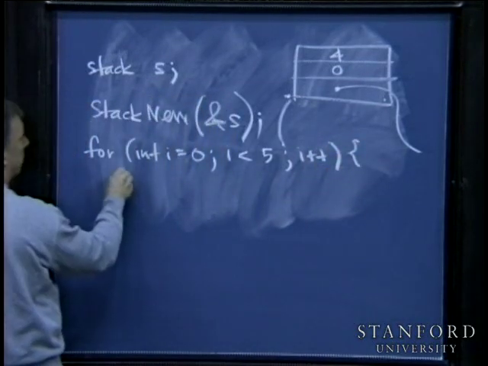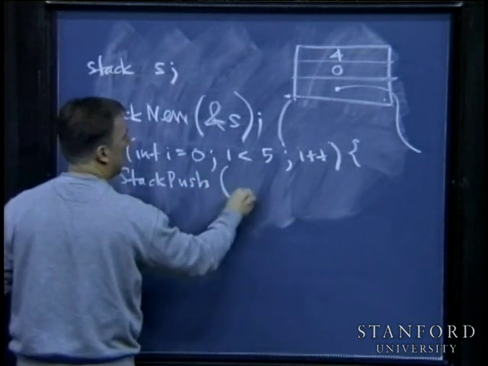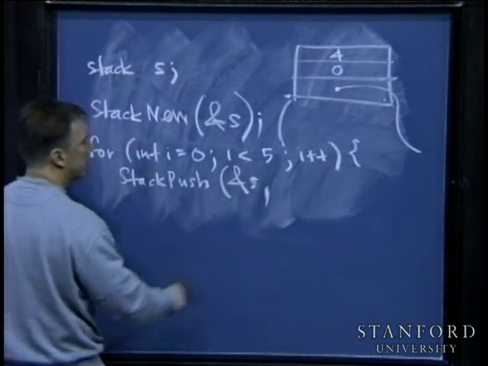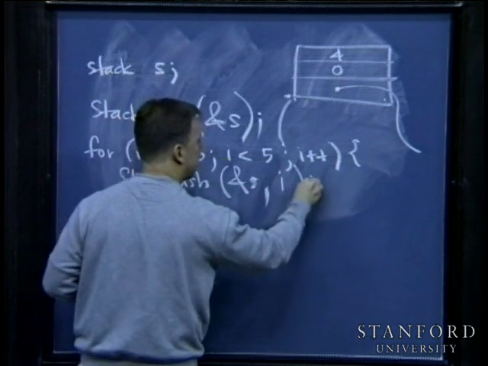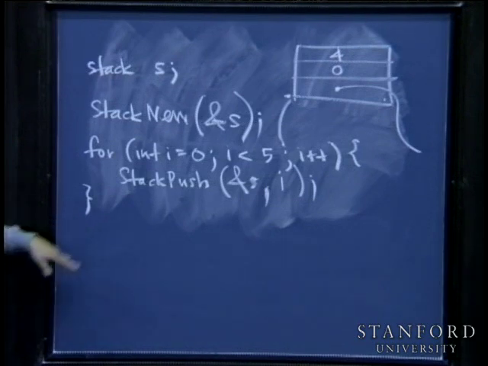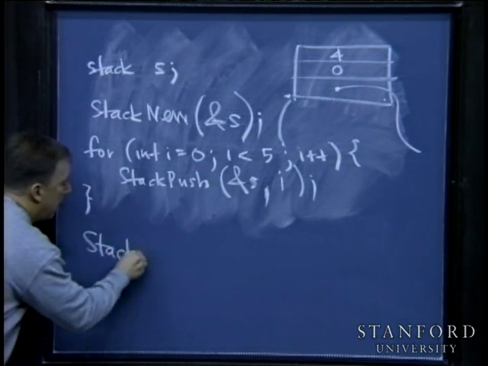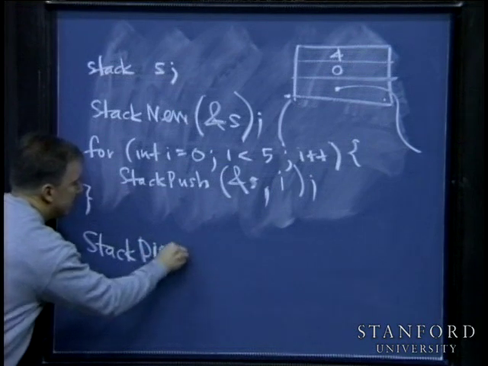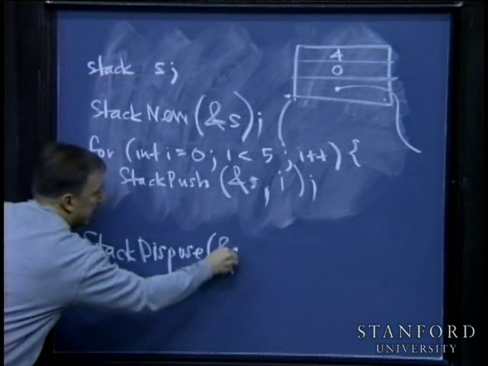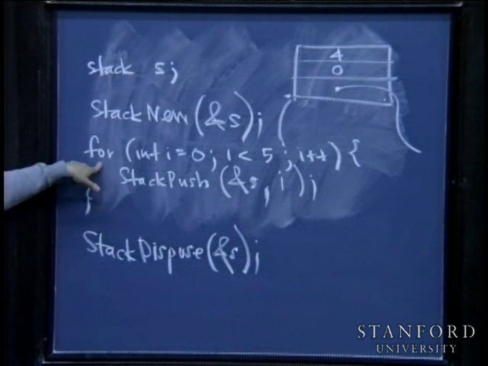I do this for int i is equal to 0, i less than 5, i plus plus. I want to go ahead and do a stack push. Which stack? The one at that address, and I just want to pass in i. Just draw the pictures as to how everything's updated, okay? And then right here, rather than dealing with the pop problem, which is actually not any more difficult than the push problem, I just want to go ahead and stack dispose ampersand of x.